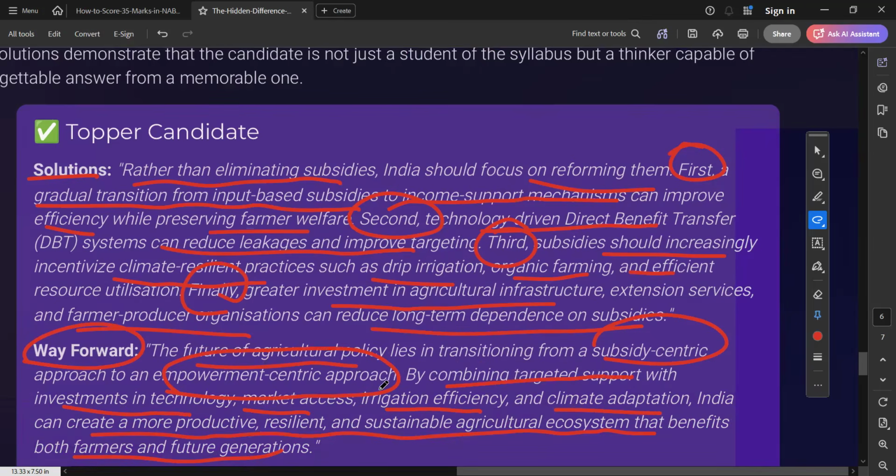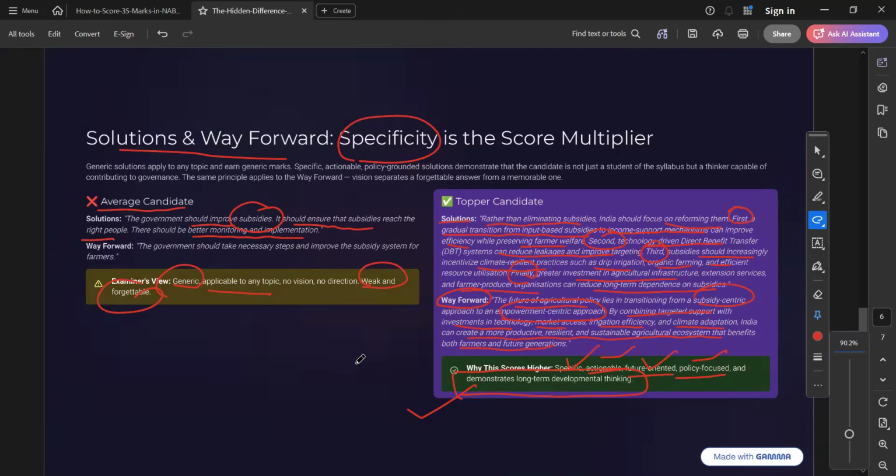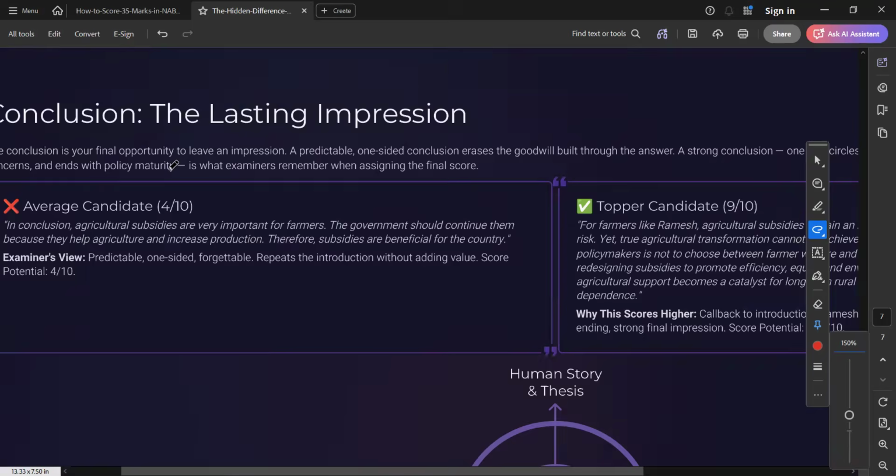Now, this is very interestingly written, right? Because it is very specific, actionable, future-oriented, policy-focused, and demonstrates the long-term development thing. You are not just telling what government should do, you're also highlighting what they can do, how they can do. That creates a very good impression on the examiner. Lastly, it's about the conclusion.